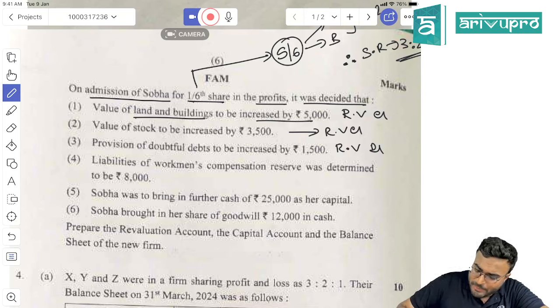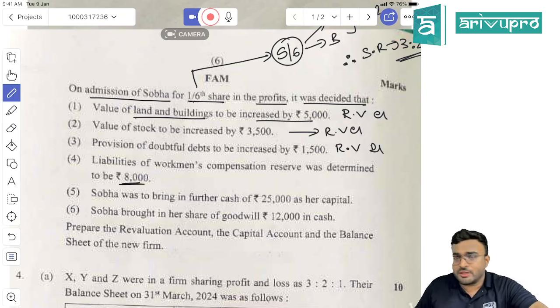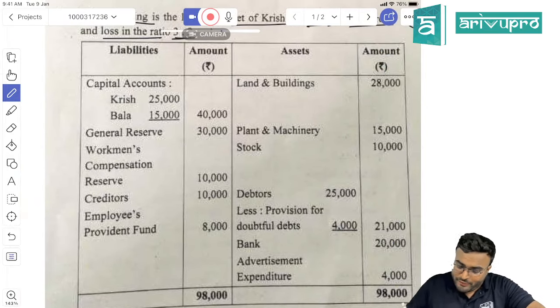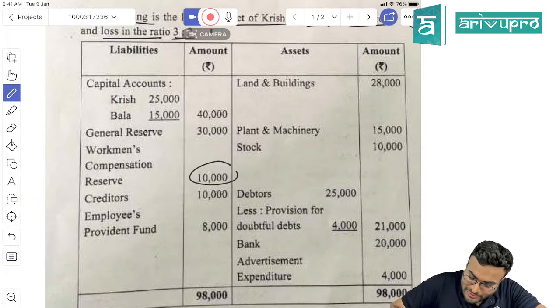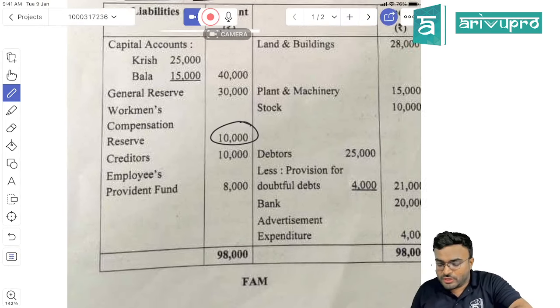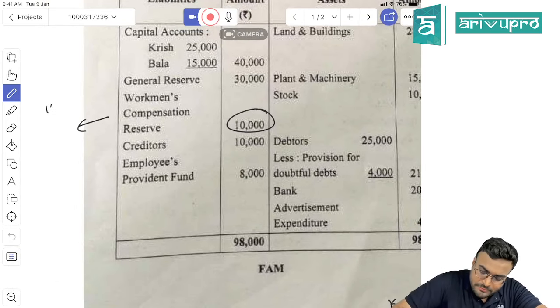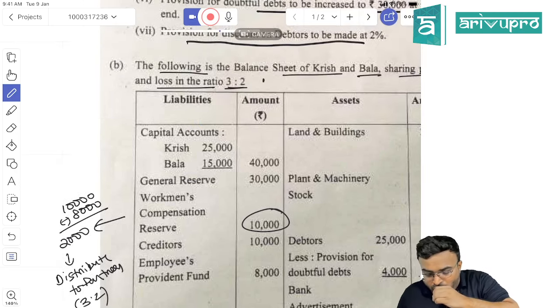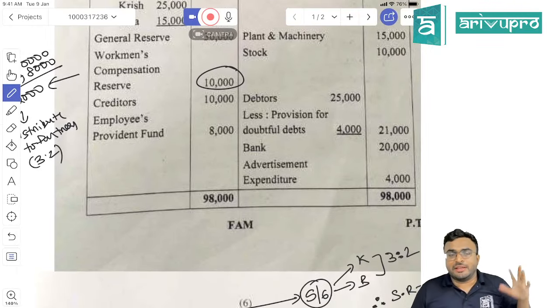Liability for workmen compensation reserve was determined to be 8,000. They said workmen compensation reserve is only 8,000. So what are you going to do? Workmen compensation reserve is actually 10,000. So what you will do? 10,000 minus 8,000, you have 2,000 with you. Distribute it to the old partners in the ratio of 3:2.